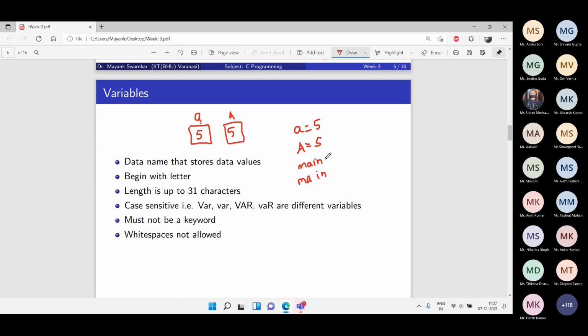But if you define main, there will not be any memory created because the compiler will say that... okay, just hold a second. There is an important call. I just have to pick it up.